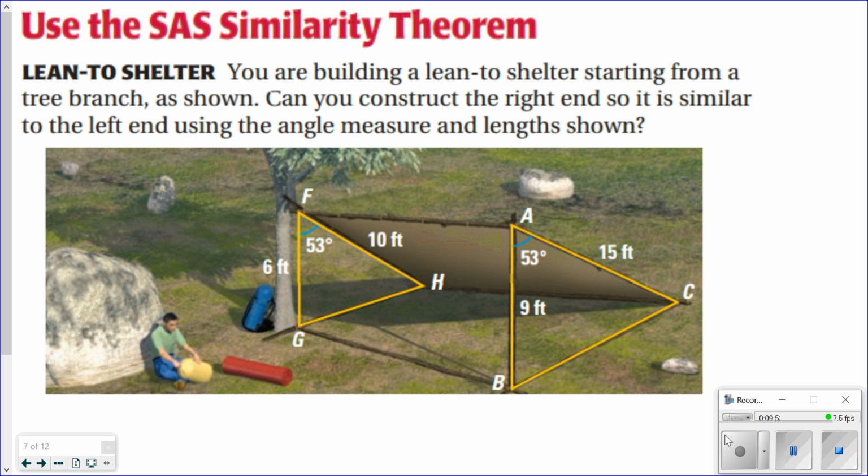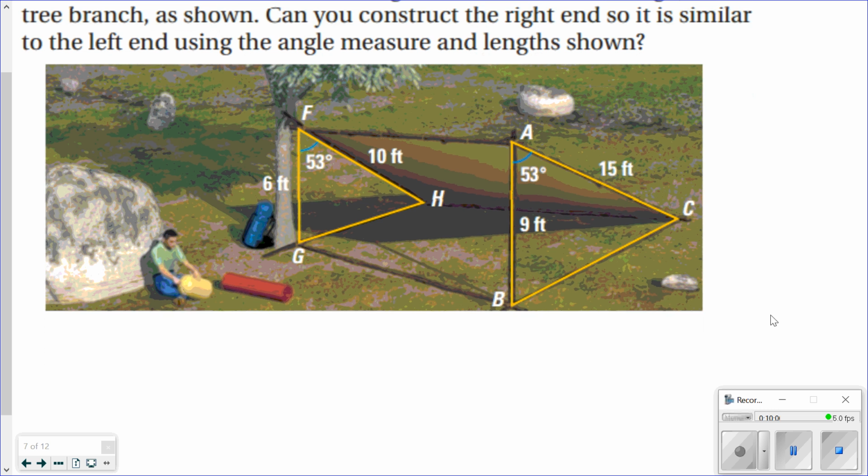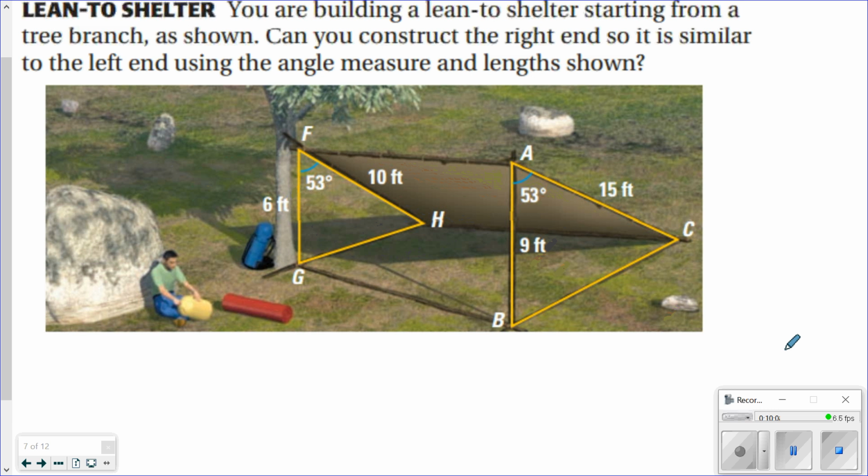You are building a lean-to shelter start from the tree branch, as shown. You can construct a right end so that it is similar to the left end using an angle measure and side lengths shown. All right, so we want to see, are these two triangles similar? Well, the first thing we see is that this included angle is the same. They're 53 degrees, okay? So now I need to compare this side to this side and see what my ratio is.